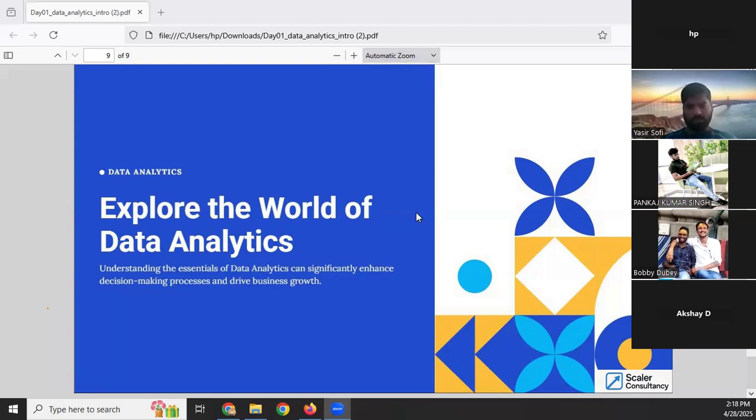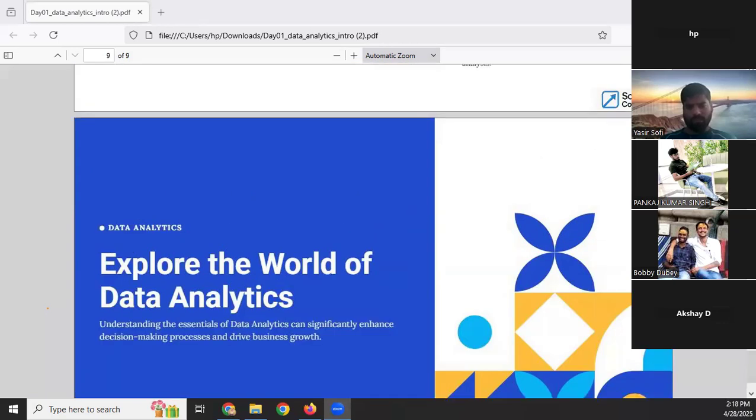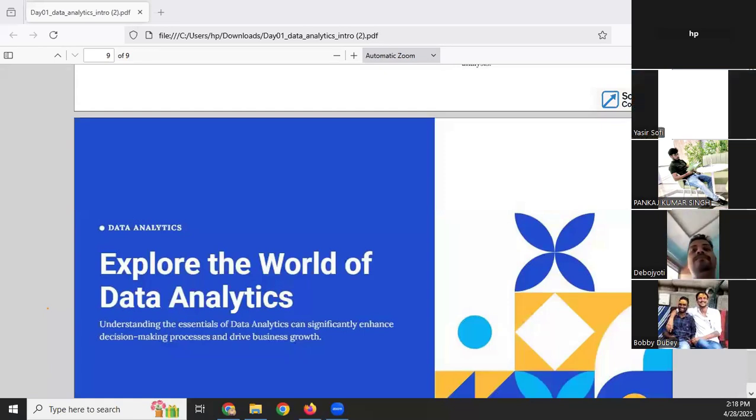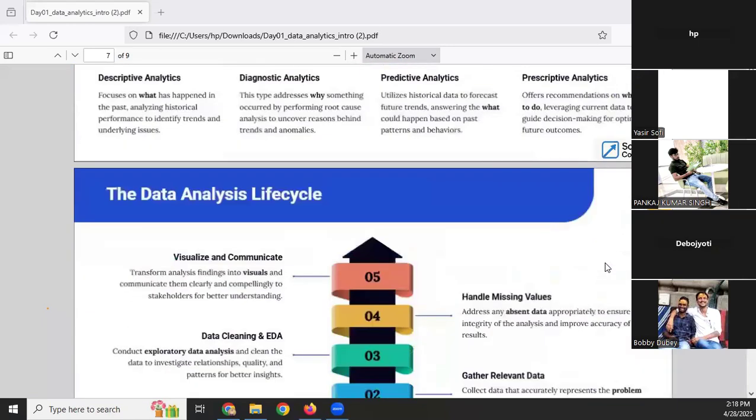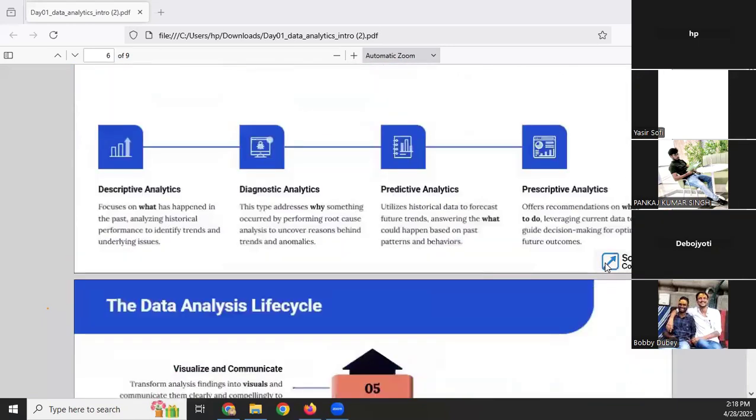Okay, if anyone has any doubt, you can ask in this particular presentation. Anyone? Sir, can you repeat the descriptive and prescriptive analysis? What was that and the difference between them?